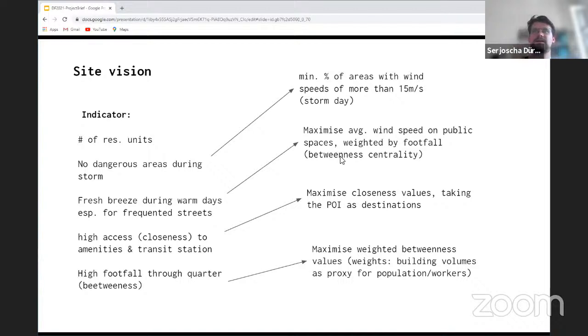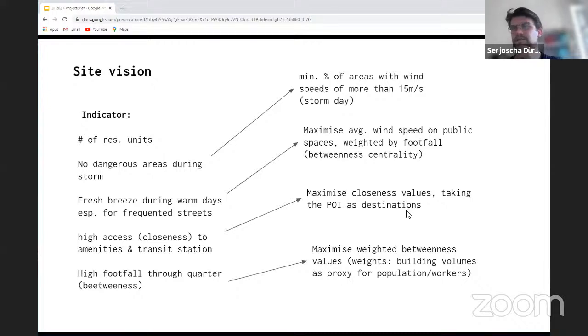We have to get a subsample for public spaces. Then we have to spatially match public spaces, these pixels from the result image, with street segments to get the weighting. High access to amenities and transit stations is more simple. We want to maximize closeness values, taking points of interest as destination.